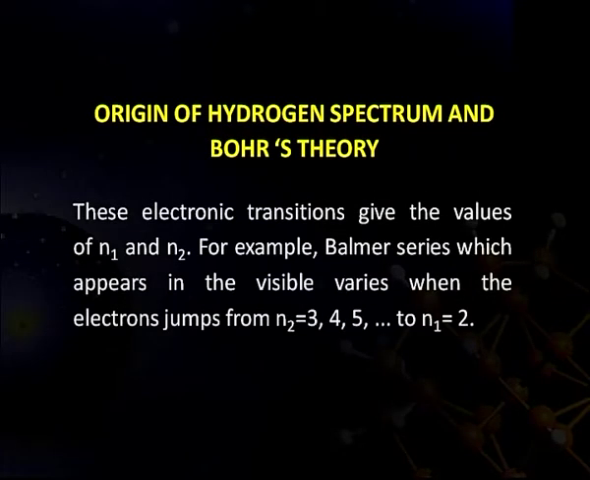Evidently, the electrons in higher energy levels are relatively more unstable than in lower energy levels. Therefore, these electrons come back to their ground energy level, n is equal to 1, or a lower energy level by emitting different amounts of energy. These electronic transitions give the values of n1 and n2. For example, the Balmer series, which appears in the visible region, arises when the electrons jump from n2 is equal to 3, 4, 5 to n1 is equal to 2. In the same way, the values of n1 and n2 can be calculated for all the 5 series with the region in which they appear.